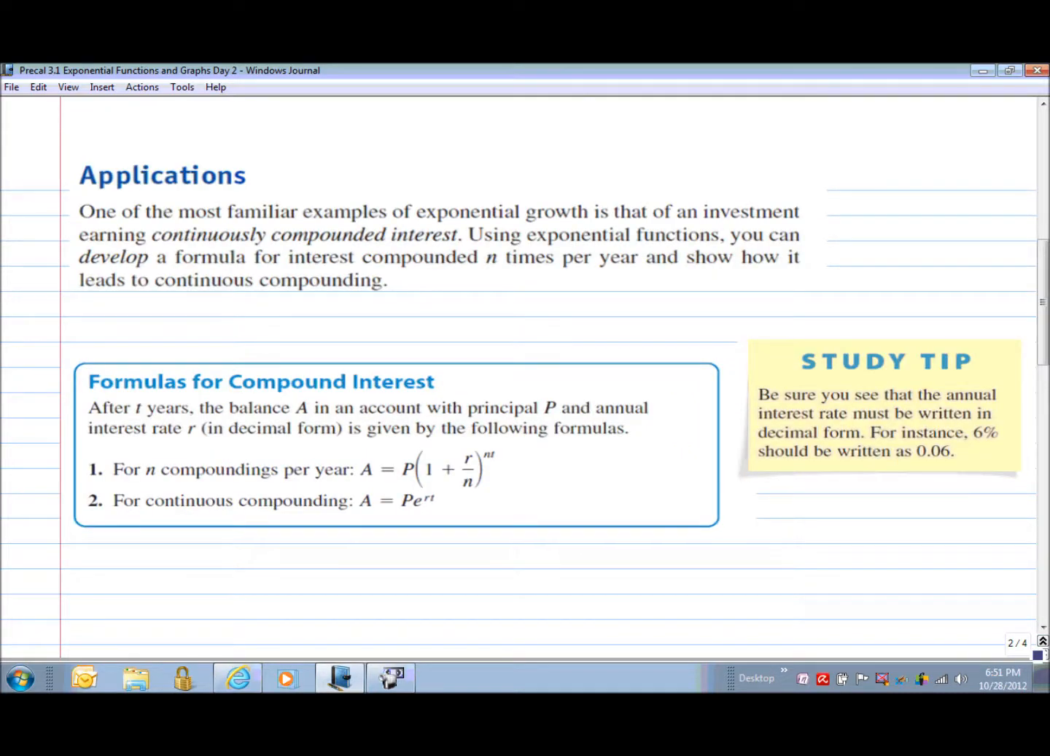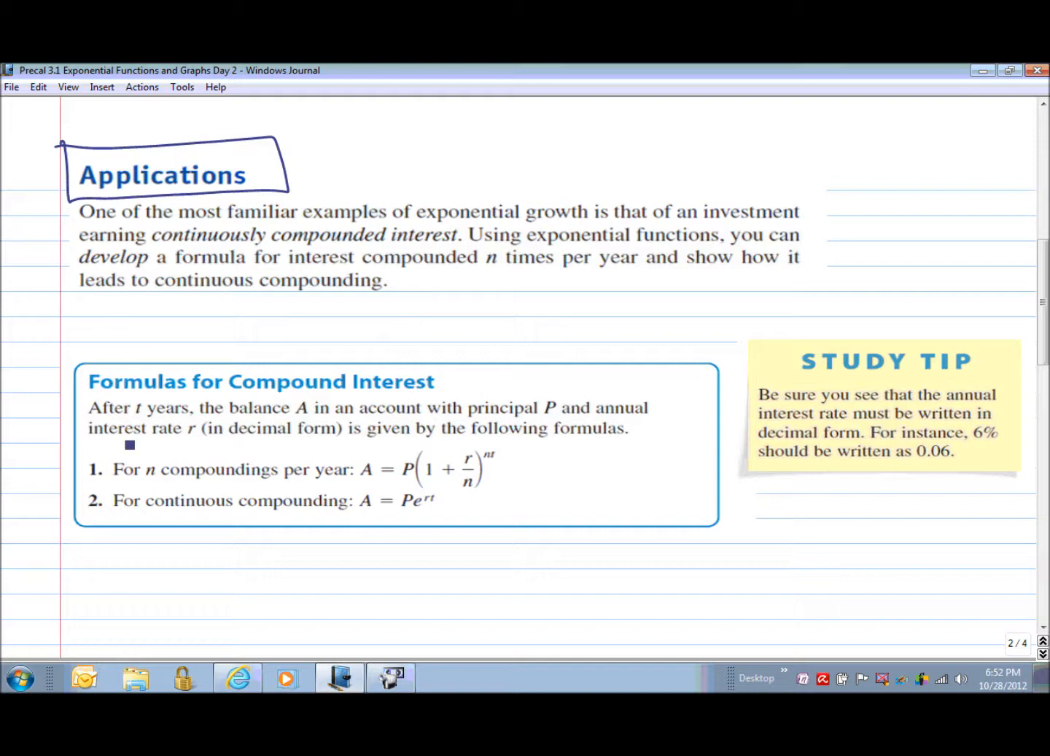Applications is the other thing that we're going to talk a lot about tonight. One of the most familiar examples of exponential growth is that of an investment. When you invest something, the interest can be continuously compounded, or it could also be compounded monthly, biannually, annually, daily. There are different compounding methods. We're going to use exponential functions to find our compound interest.